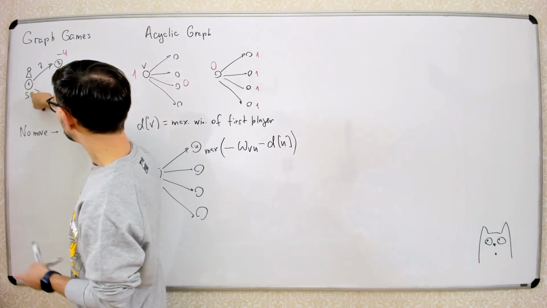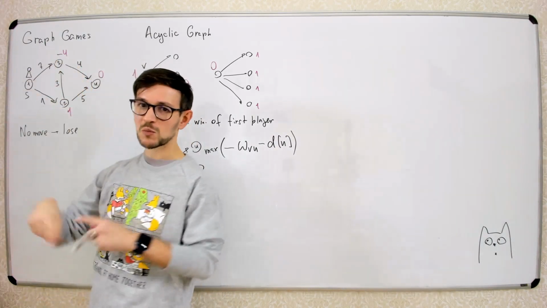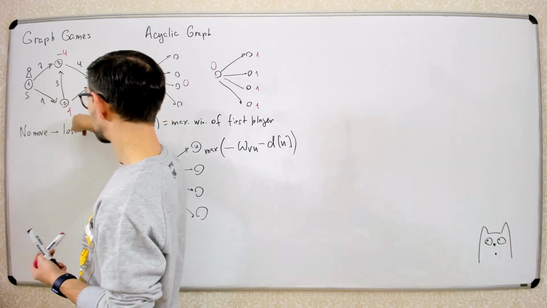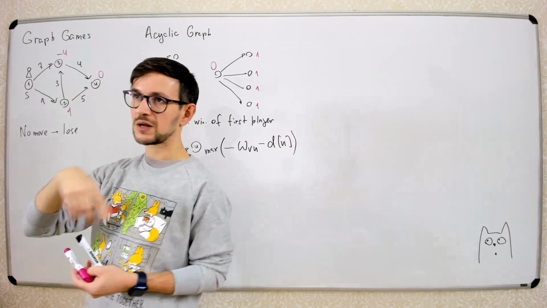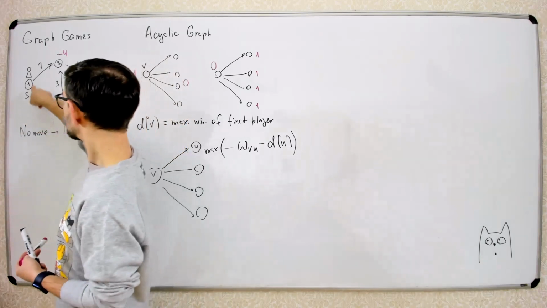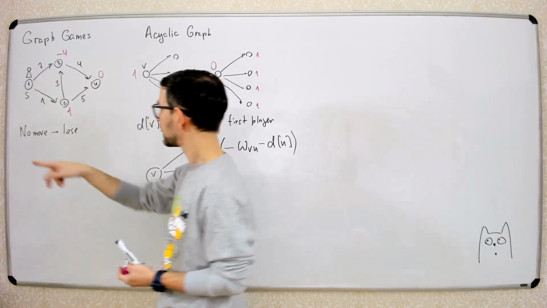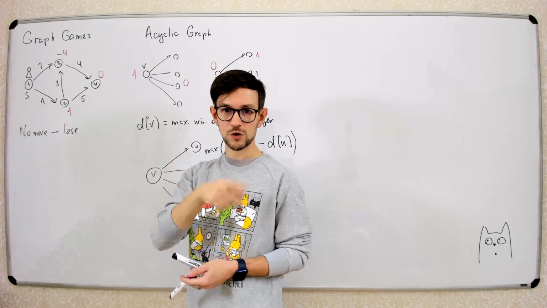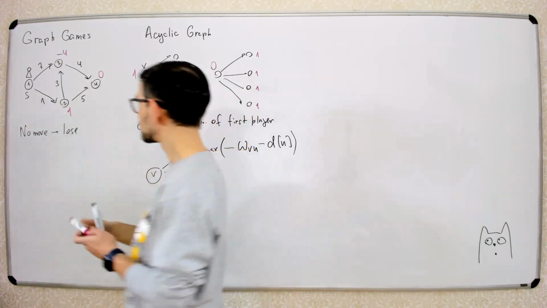So here I pay 7, then get 4 back, so my winnings is -3. Here I spend 1 and then get 1 and then spend another 1. So my winnings is -2. So here my winnings is -3. Here my winnings is -2. -2 is better than -3. So the result will be -2.